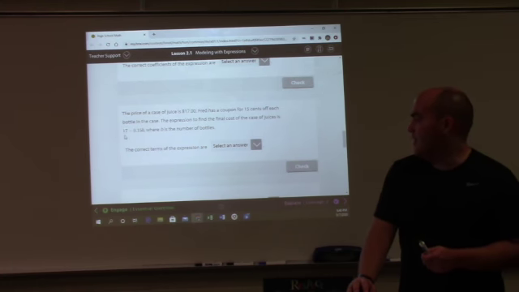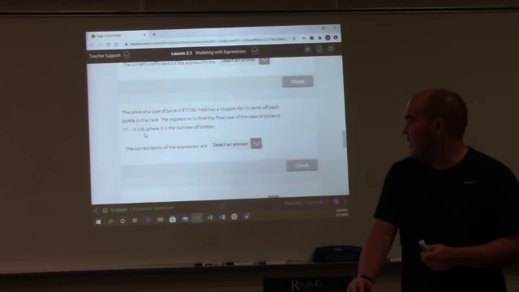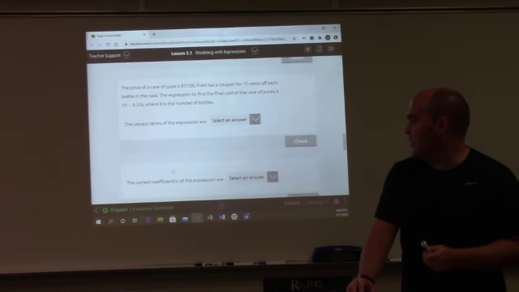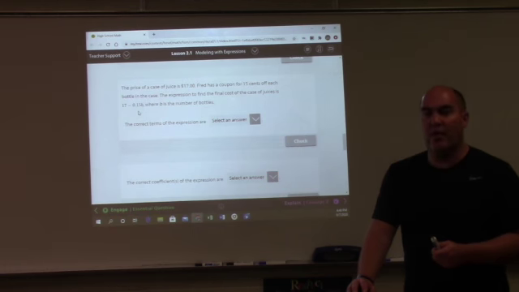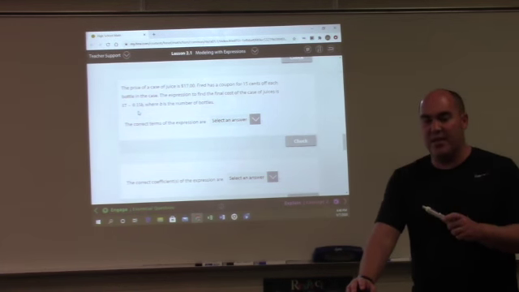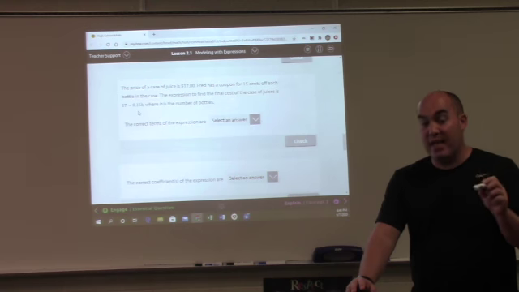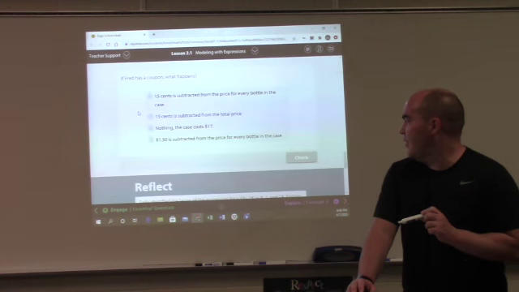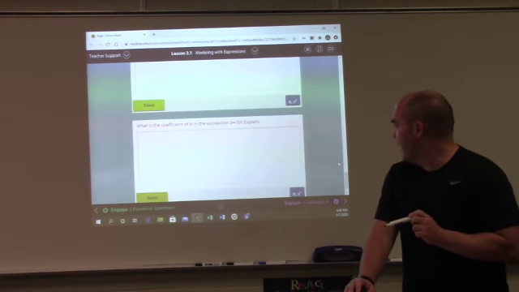Okay, so the terms of the expression. Here's our expression: 17 minus 0.15b. 17 is the first term, and negative 0.15b is the second term. Then our coefficients. It asks us what the coefficients are, and remember, it's just the number in front of the letter. So the 0.15, that's what's in front of the b. So negative 0.15, that is your coefficient in front of the b. All right.